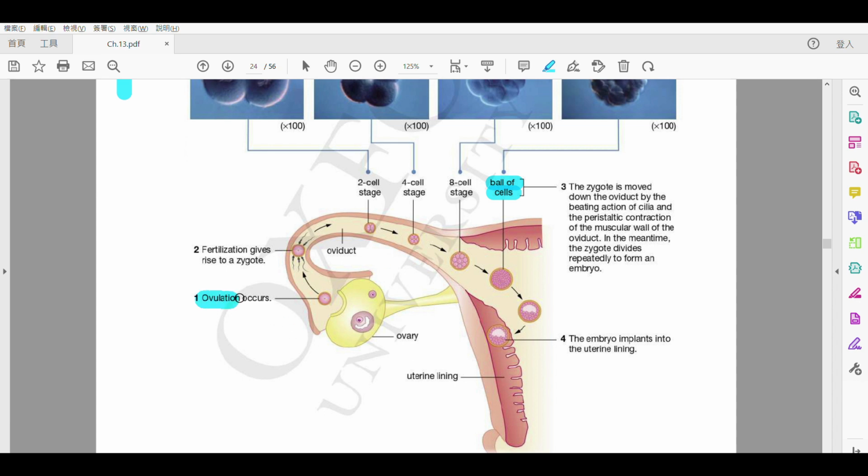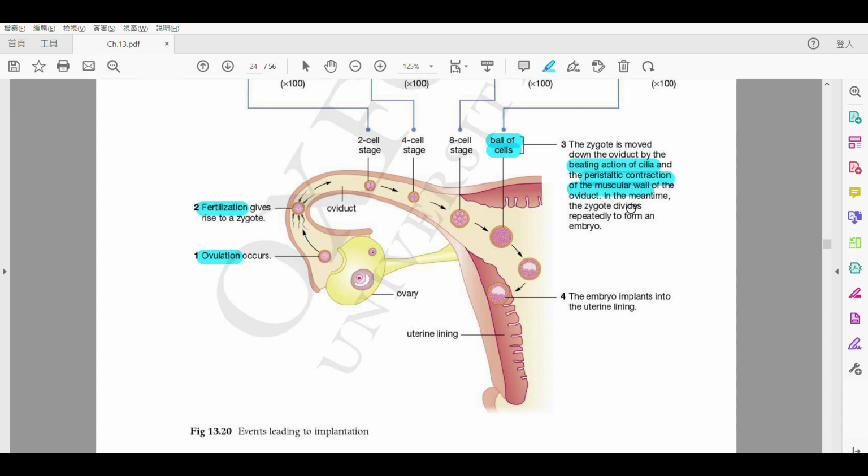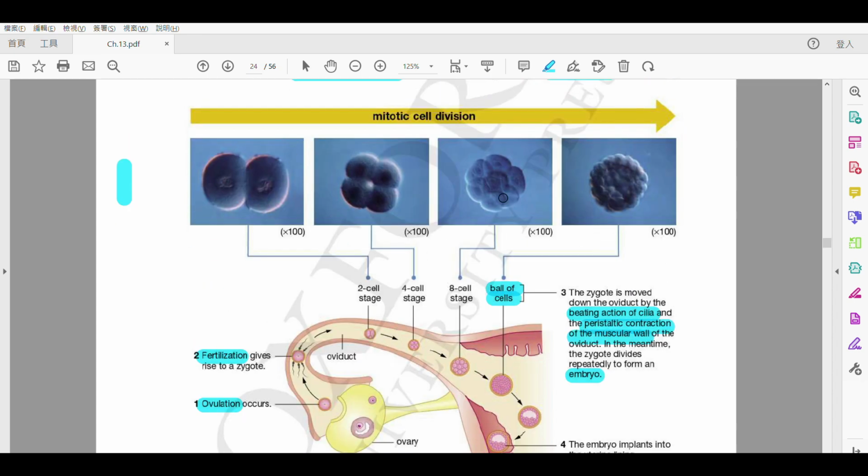好啦 so just look at this diagram, just a revision. 第一樣嘢啦，會 ovulation happen 啦，然後就會有 fertilization 啦，然後啦 it will keep on carrying on mitosis until it forms a ball of cells. 咁佢點樣 move down 啊？都會係 by beating action of 呢個 cilia 啦，同埋呢個 peristaltic contraction of 呢個 inner muscle 啦，internal muscle wall 啦，係咪啊？So these two, again, as I told you, remember them. And then it will divide repeatedly 直到佢 form 咗一個 embryo 啦。And by definition, it's usually more than 16 cells.